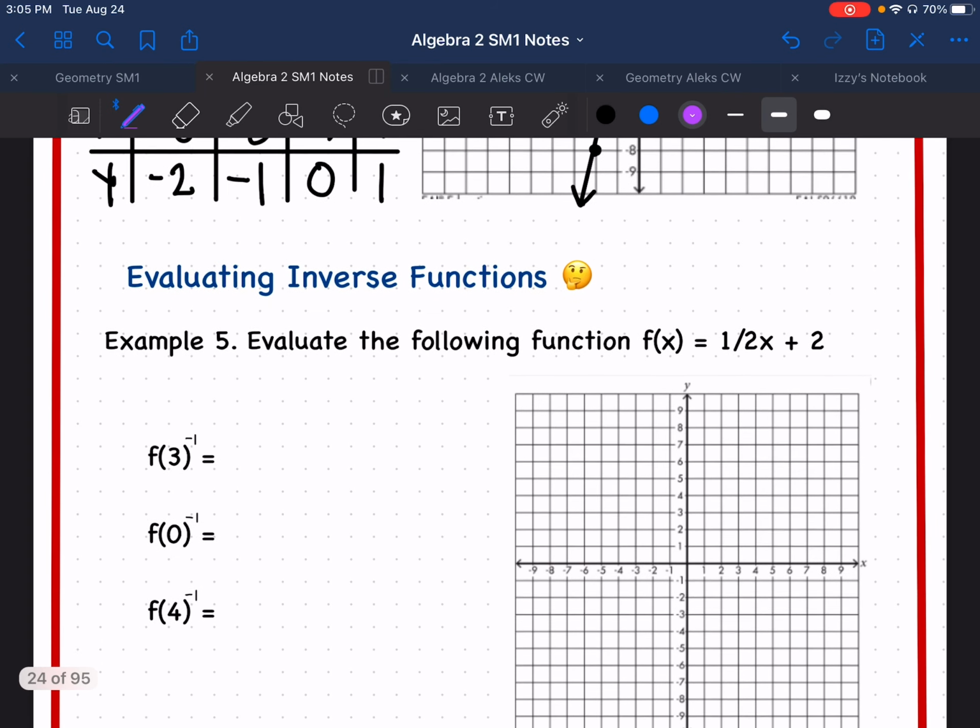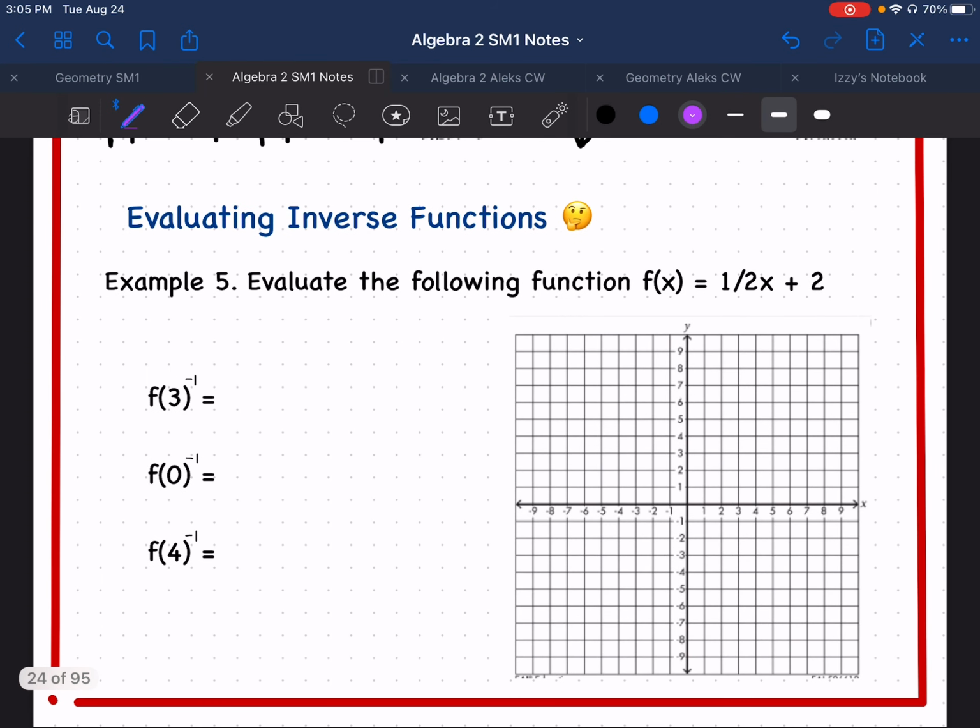All right, the very last thing I'd like to talk to you about in this lesson is how to evaluate the inverse functions. So let's evaluate the following function, which is f of x equals 1/2 x plus 2. I'm going to graph this function, and then I'm going to come back and put some ordered pairs on there. Remember, I can always think of it in terms of y equals mx plus b. So my m is going to be 1/2.